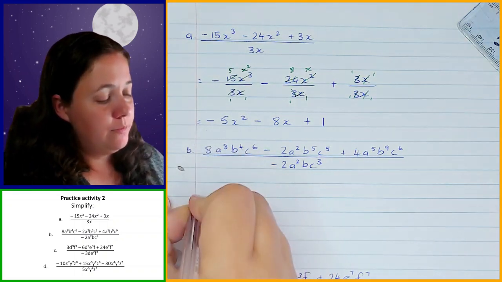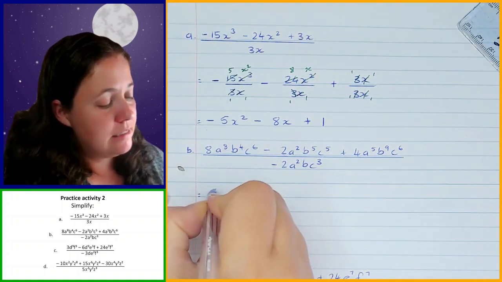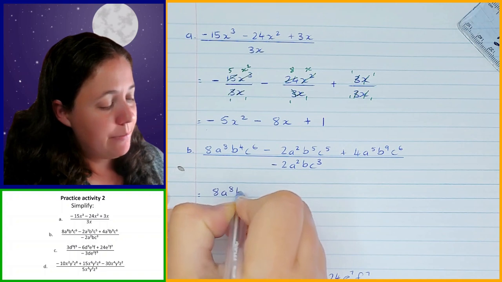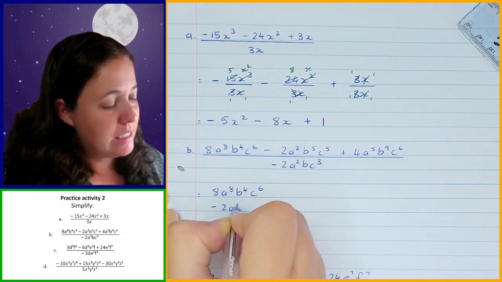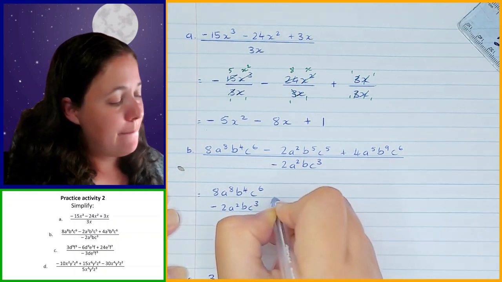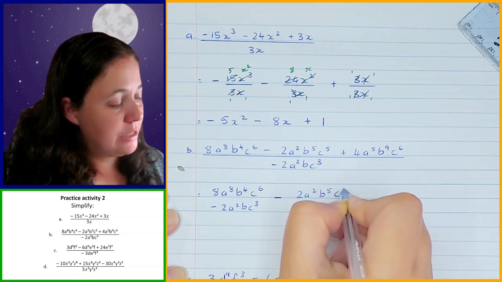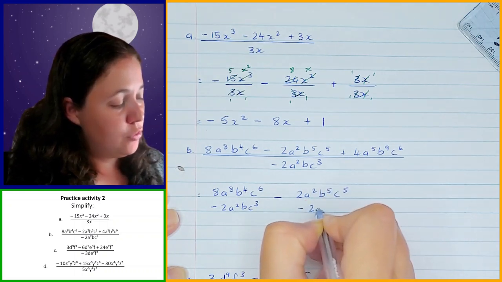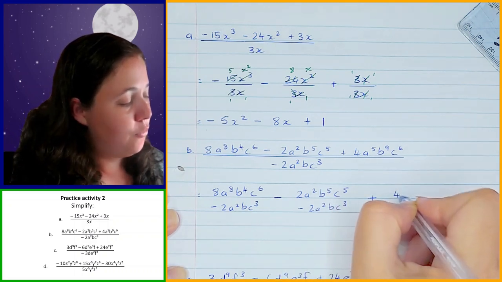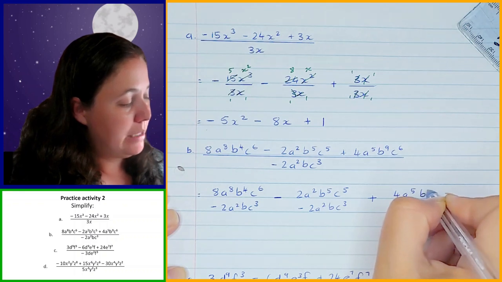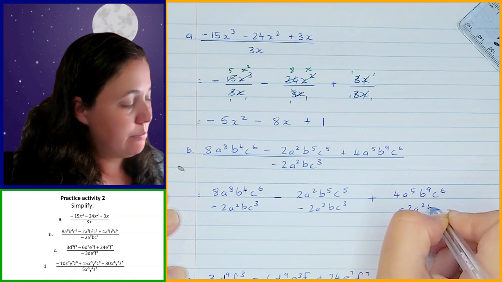For the next example, we're going to start off the same, splitting up our fractions. That gives us 8a to the power of 8, b to the power of 4, c to the power of 6, over negative 2a squared bc cubed, minus 2a squared b to the power of 5, c to the power of 5, over negative 2a squared bc cubed, and then plus 4a to the power of 5, b to the power of 9, c to the power of 6, over negative 2a squared bc cubed.